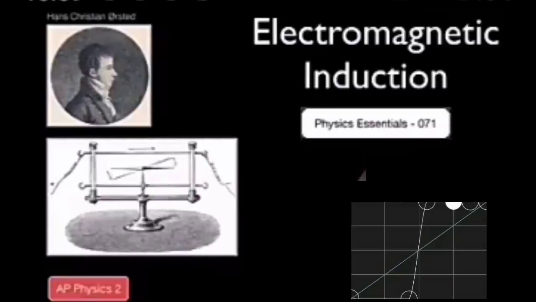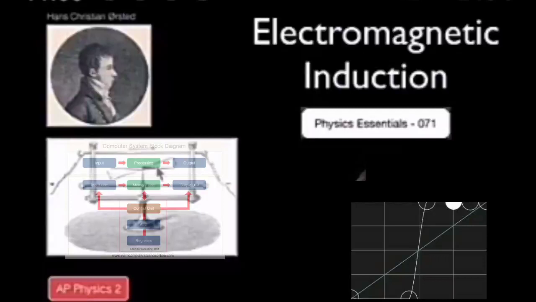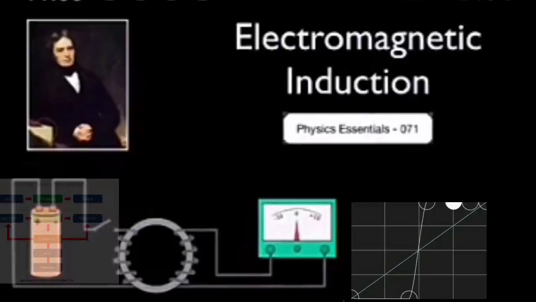Now, scientists like Hans Christian Ørsted had already shown that if you have current in a wire like this, it creates a magnetic field, and that magnetic field could affect this compass needle, which is really a small little magnet. And so current can produce magnetic fields. But what scientists like Michael Faraday wondered is, could you take a magnetic field and produce current from it? In other words, was the opposite true?